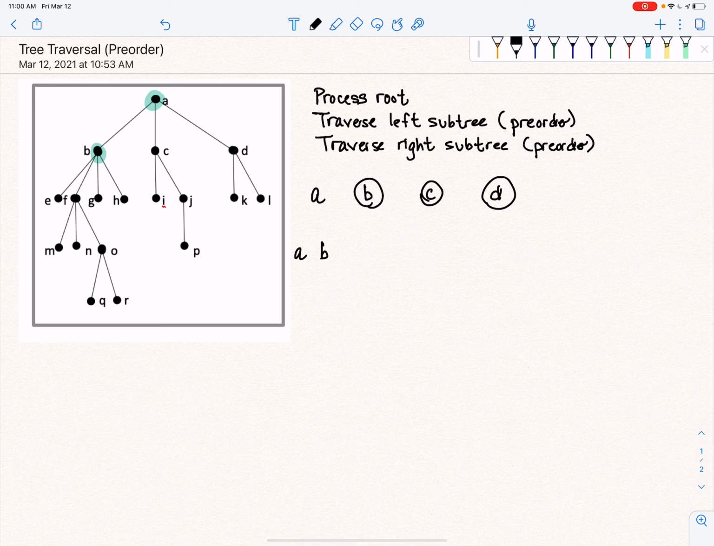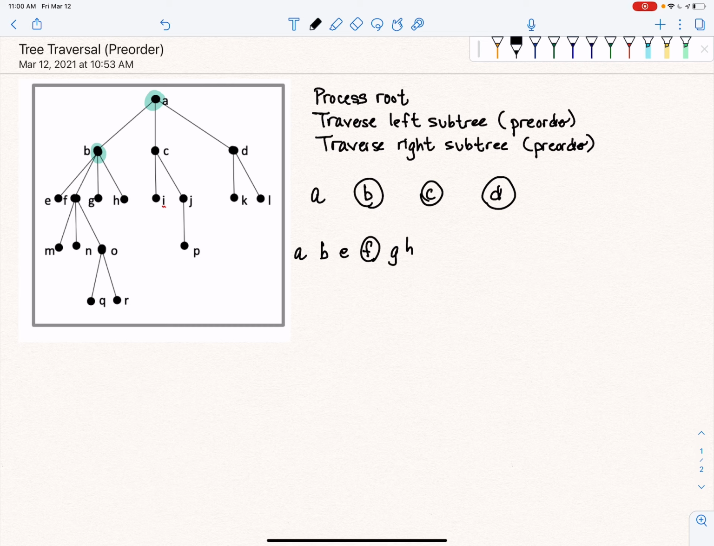So B gets processed, and then so does E. F is a subtree, so that's going to get a circle. That's how I organize my thoughts here. Anything that has more stuff below it, I circle so that I come back to it. And then H. And that ends the B part.